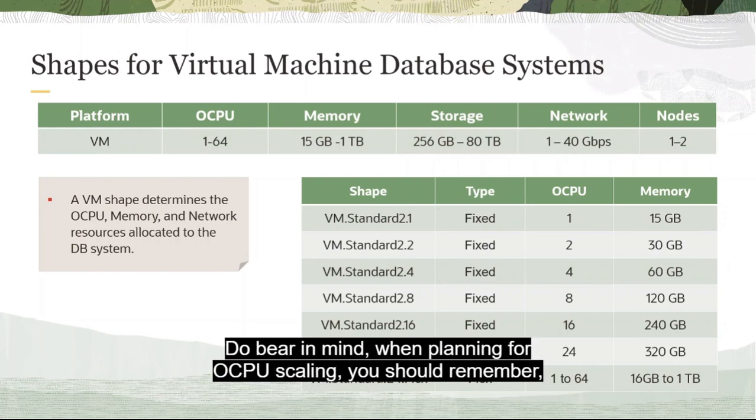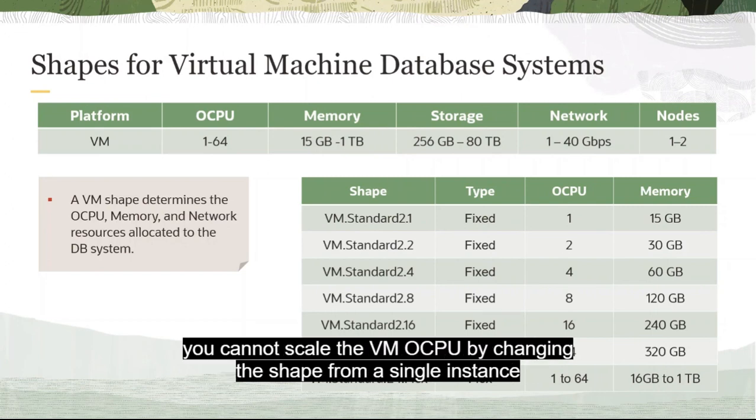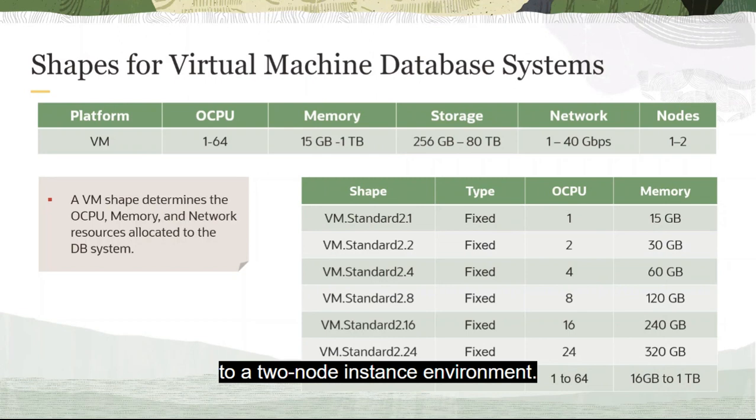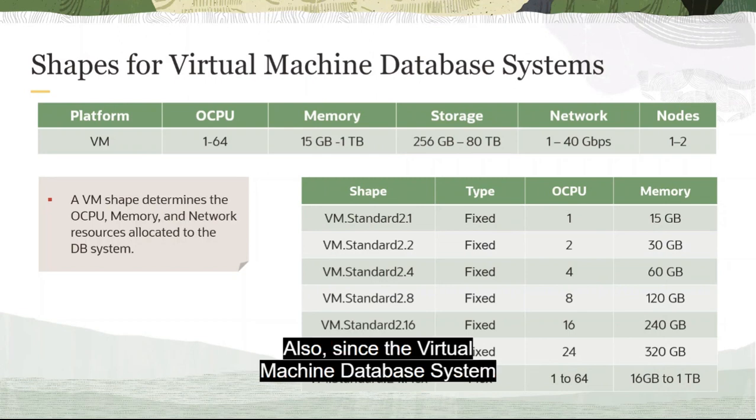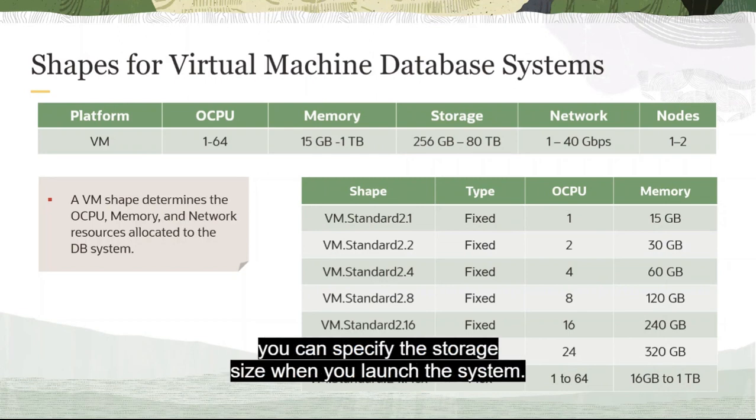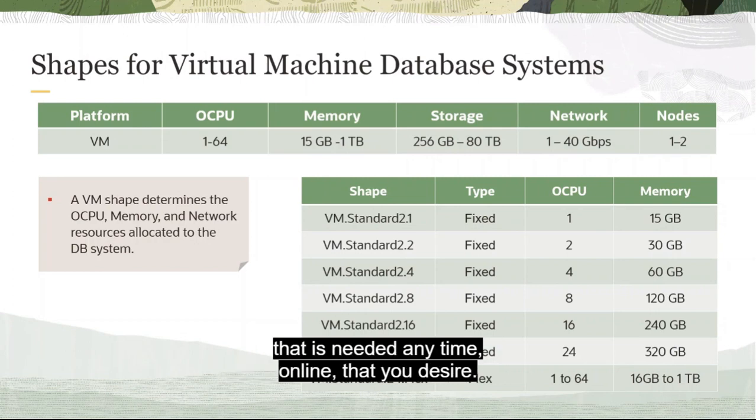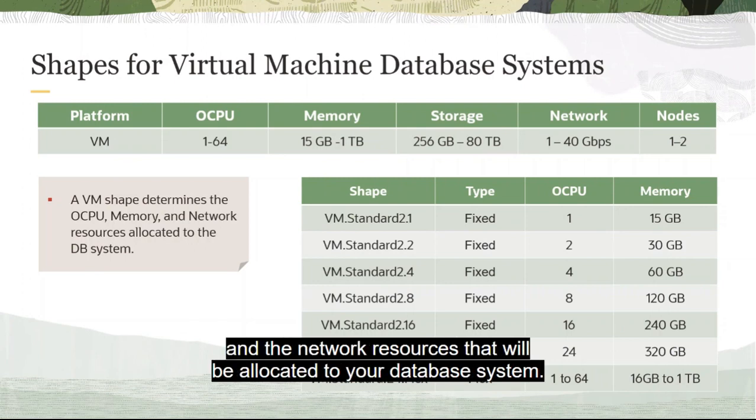Do bear in mind when planning for OCPU scaling, you cannot scale the VM OCPUs by changing the shape from a single instance to a two-node instance environment. Also, since the virtual machine database system uses Oracle Cloud Infrastructure block storage, you can specify the storage size when you launch the system, and then you can scale it up online to the storage that you need at any time. So as you can see, a virtual machine shape really determines the amount of OCPU, memory, and network resources that will be allocated to your database system.